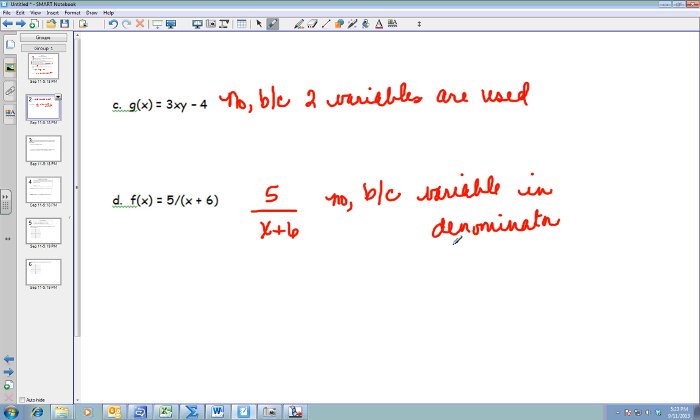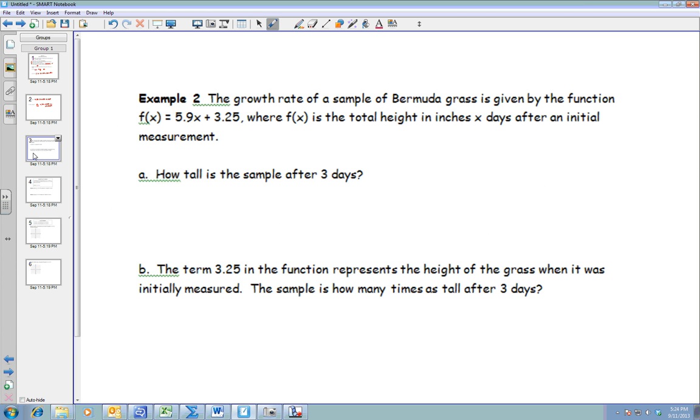Okay, so that's pretty easy. We like those. Okay, so now let's look at a word problem. It says the growth rate of a sample of Bermuda grass is given by the function f of x equals 5.9x plus 3.25, where f of x is the total height in inches x days after initial measurement. How tall is the sample after 3 days?